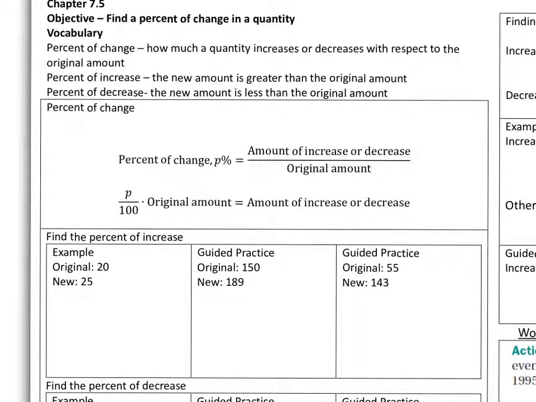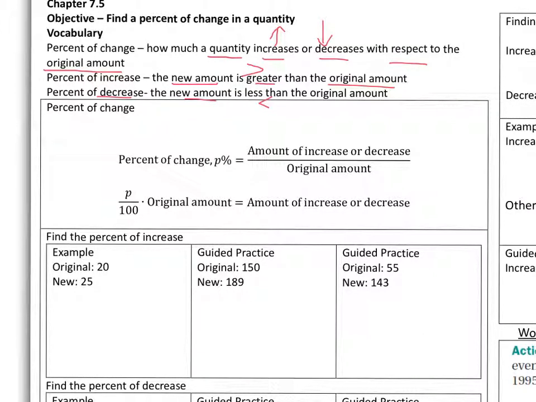7.5. The objective of this lesson is to find a percent of change in a quantity. Percent of change just means how much a quantity increases or decreases with respect to the original amount. Percent of increase just means the new amount is greater than the original amount. Percent of decrease means the new amount is less than the original amount.